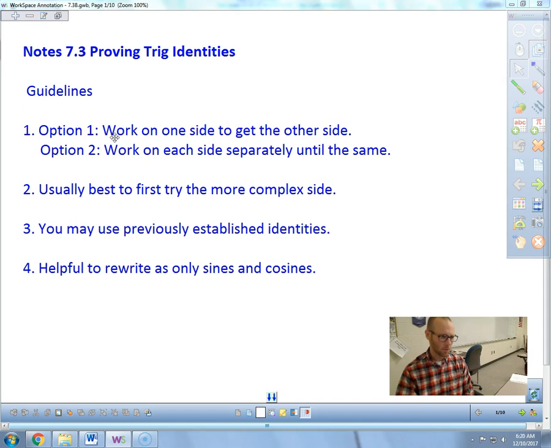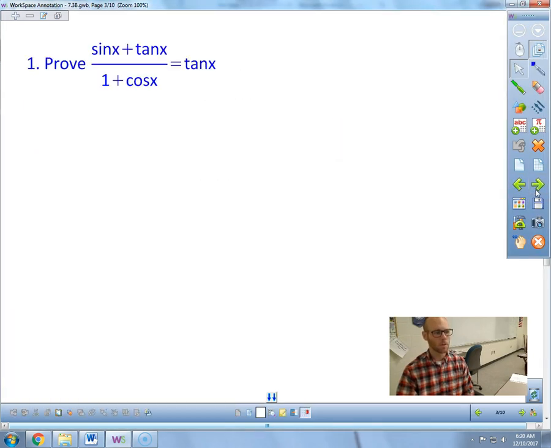So first one, there's a couple different options. We can either work on one side of the equal sign until we get to the other. Here's our first identity that we're going to prove today. I can work on one side of the equal sign. For example, I could pick this side, work on only that side until it equals the tangent, or I could pick to work on the right side, the tangent of x, and work on that until it equals this left side. So that's option one.